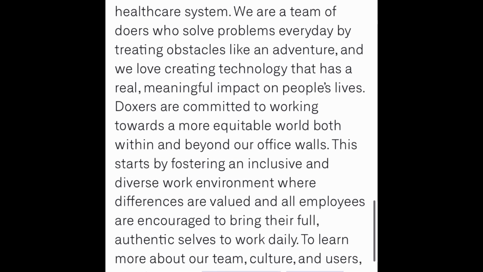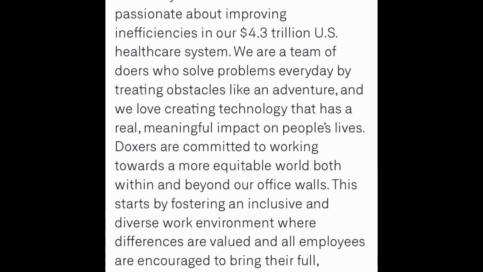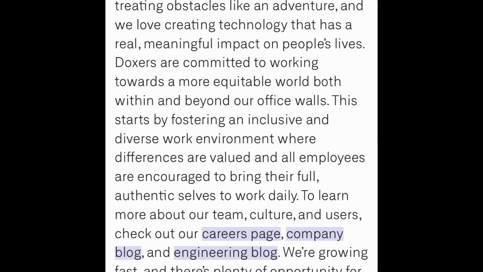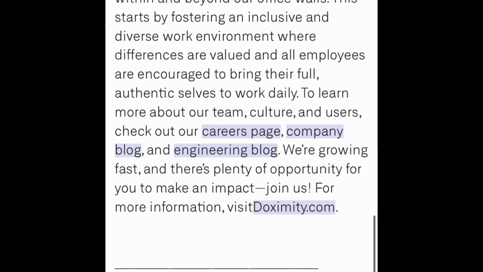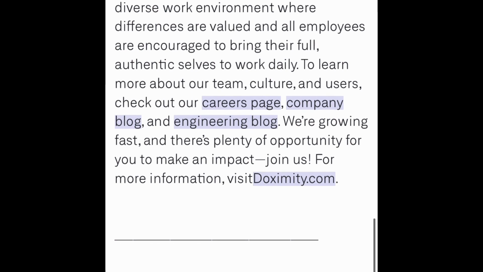Joining the company means being part of an incredible, talented, and humble team, passionate about improving inefficiencies in our $4.3 trillion U.S. healthcare system. We are a team of doers who solve problems every day by treating obstacles like an adventure, and we love creating technology that has real, meaningful impact on people's lives. Doximity is committed to working towards a more equitable world, both within and beyond our office walls. It starts by fostering an inclusive and diverse work environment where differences are valued and all employees are encouraged to bring their full, authentic selves to work daily. To learn more about our culture, check our career page, company blog, and engineering blogs. They're also an equal opportunity employer.